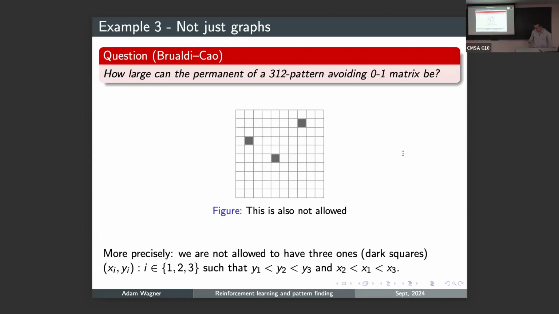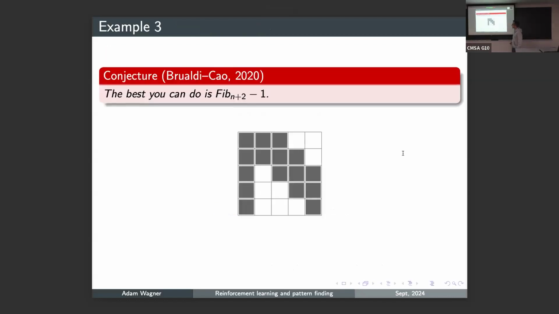So this was a question of Brualdi, and they had a guess. They said the best thing to do is the simplest possible thing. Take 3 main diagonals and the leftmost column. You can check that this doesn't contain any of these forbidden 3-1-2 patterns, and you can believe me that the permanent of this matrix is some kind of Fibonacci number, minus 1, that comes out of the recursion.